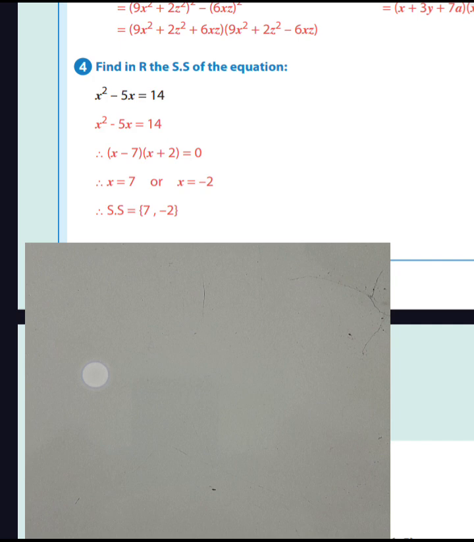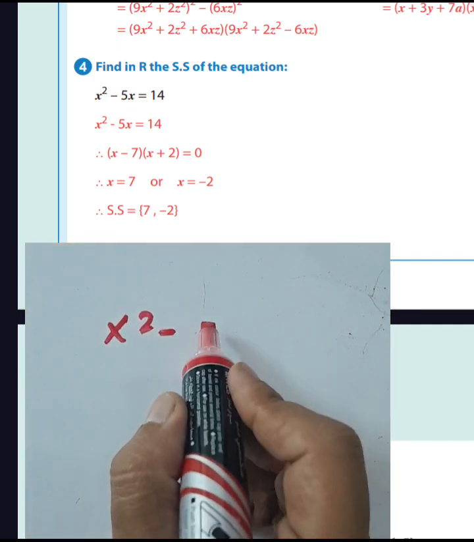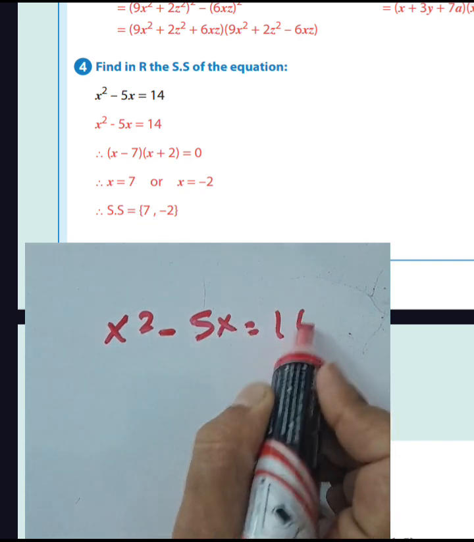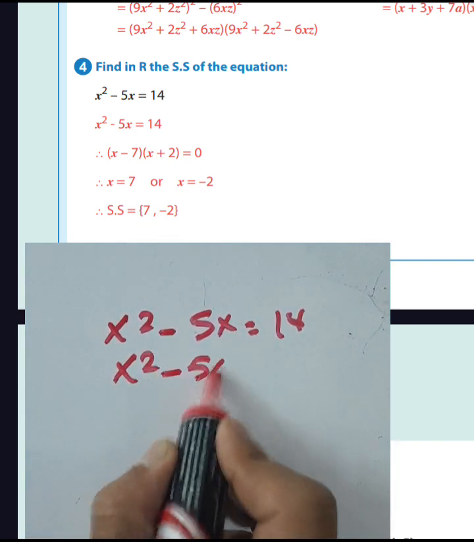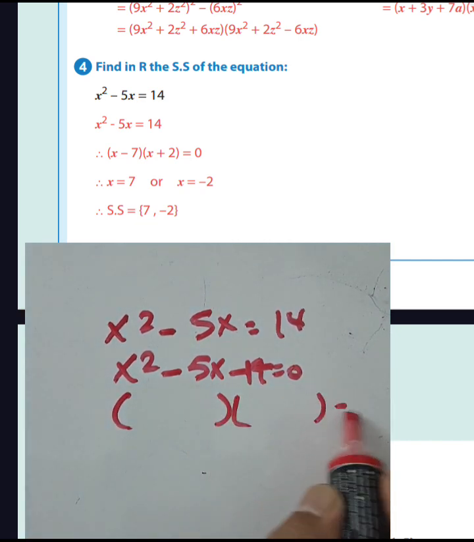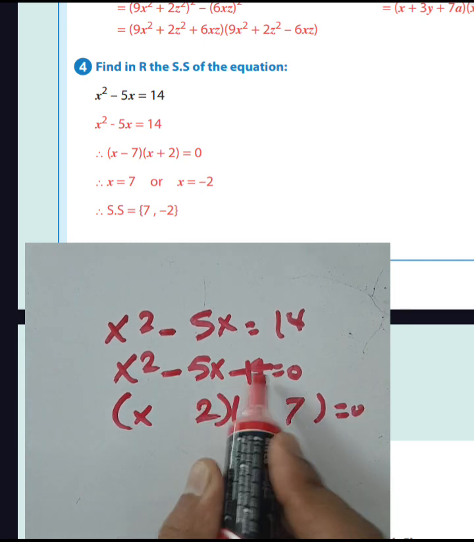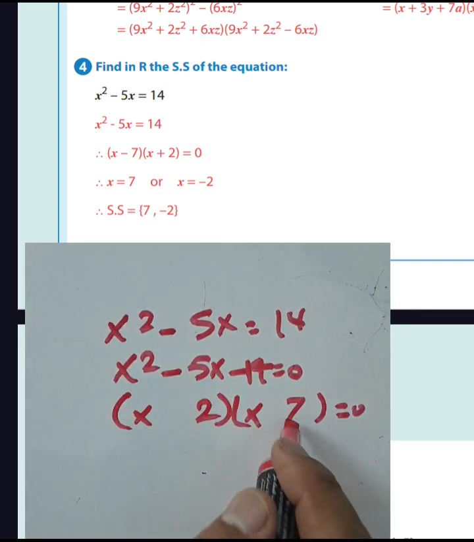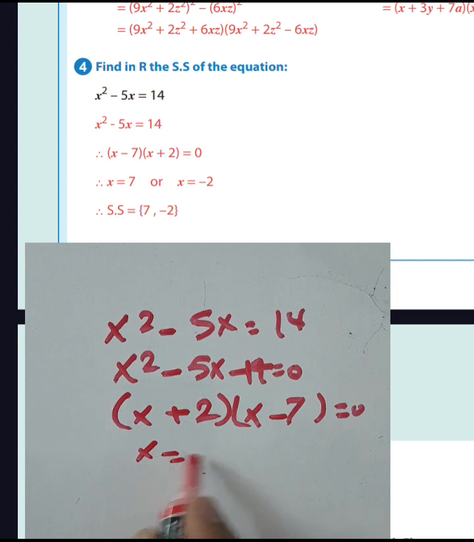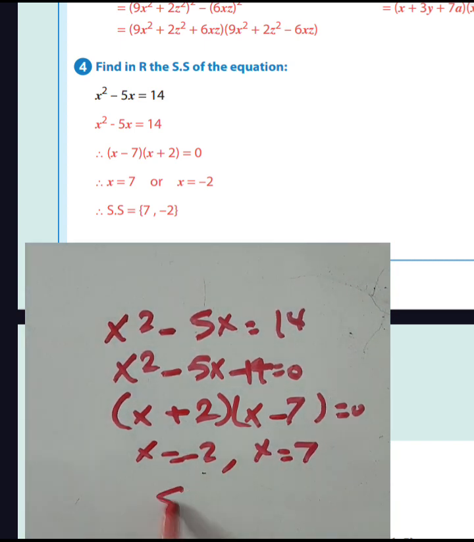Find the solution set. Here x power 2 minus 5x equals 14. Write x power 2 minus 5x minus 14 equals 0, and then factorizing this expression. x times x for x power 2, we have 2 times 7 equals 14, 7 be negative and here positive, then x equals negative 2 and x will be equal to 7. Solution set will be negative 2 and 7.